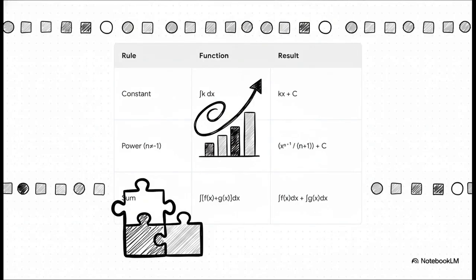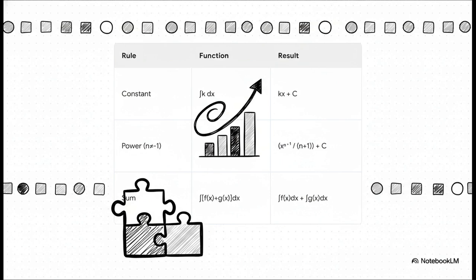These 3 rules you see here, these are the absolute workhorses of integration in business and economics. You're going to use them all the time. Let's break them down. First, the constant rule. Super simple. The integral of any constant, k, is just kx plus c. So the integral of 7 is just 7x plus c. Easy.